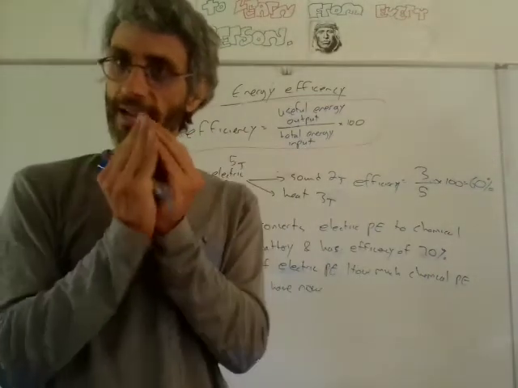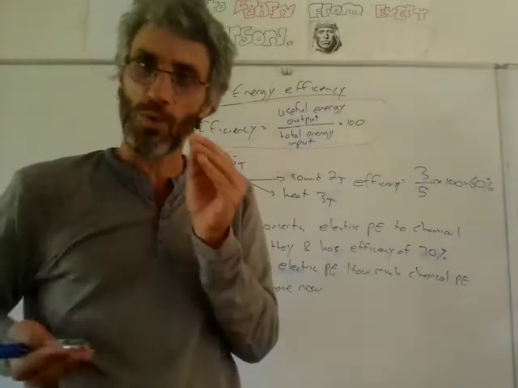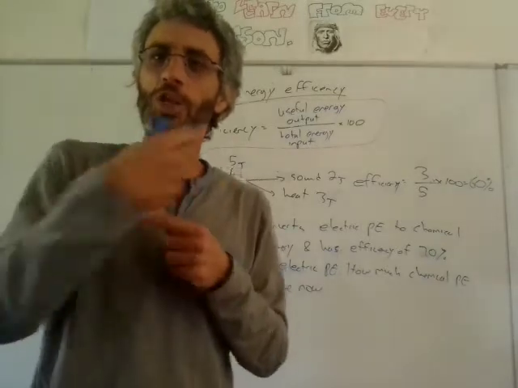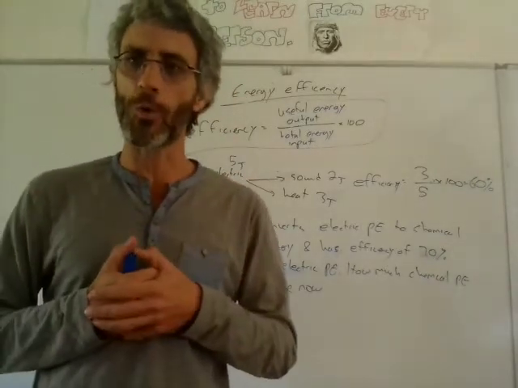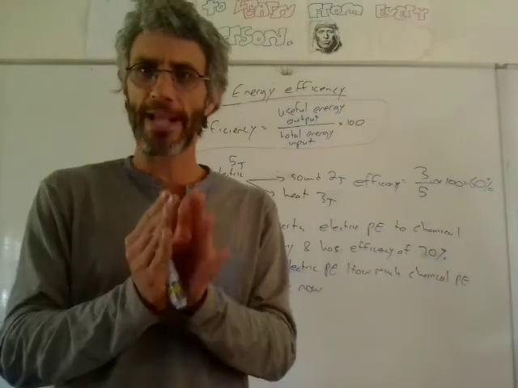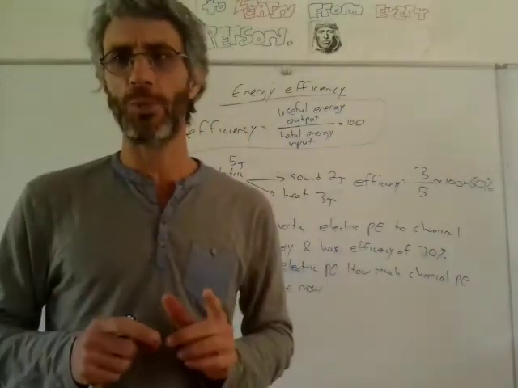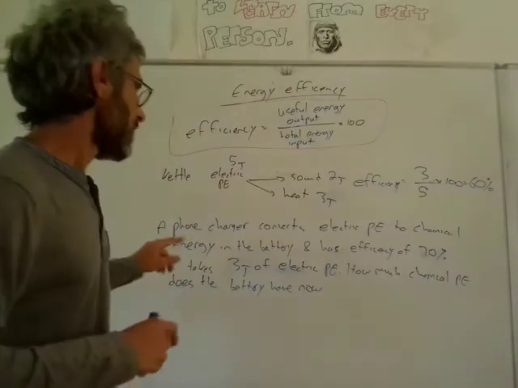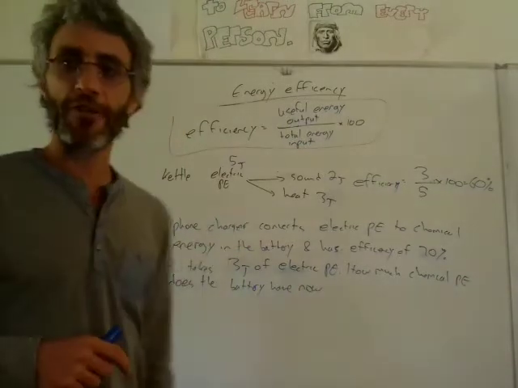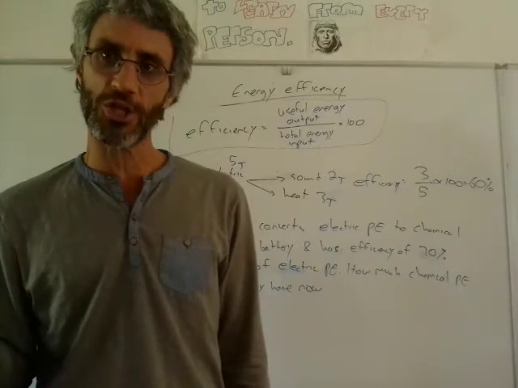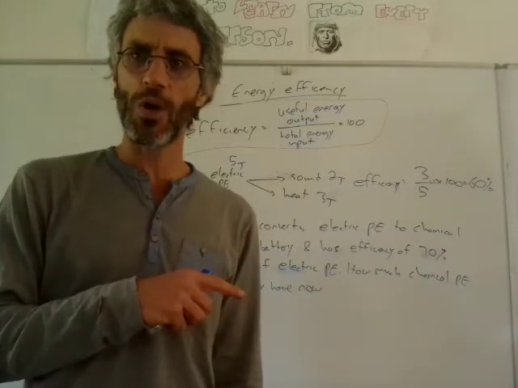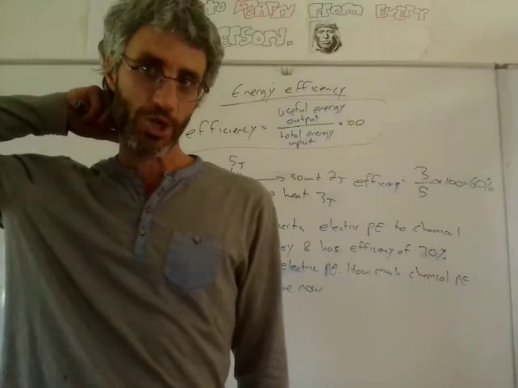Okay? And then that chemical potential energy in the battery, once it's full, we can use it to convert it to light energy, sound energy, whatever we want to do with that phone. Okay? But whenever you have a battery, you basically have chemical potential energy. Anyway, it has an efficiency of 70%. So it converts 70% of the electric potential energy into chemical potential energy.